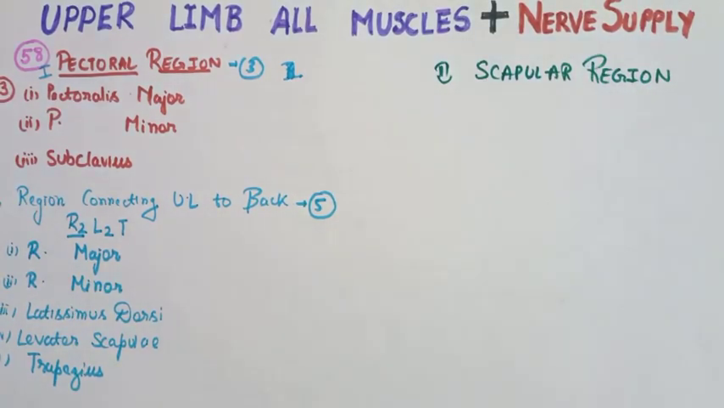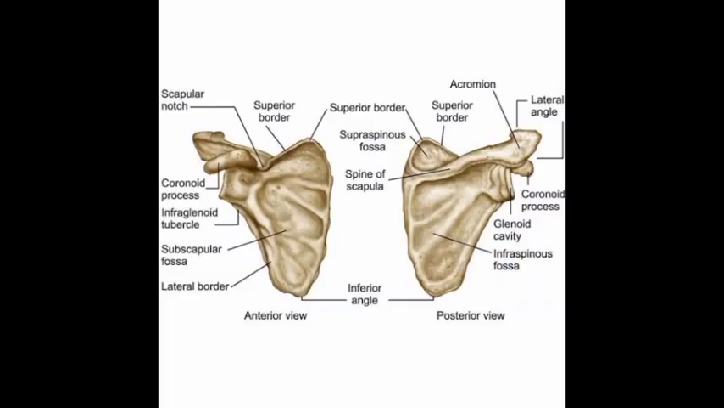In the scapular region we have a number of muscles. Before discussing the names, let's see the diagram first. In this diagram, you can note the different features and parts of the scapula clearly. The most important point to be concerned with here is the spine of the scapula. In the posterior aspect of the scapula, a spine is present, above which there is a supraspinous fossa and below which there is an infraspinous fossa.